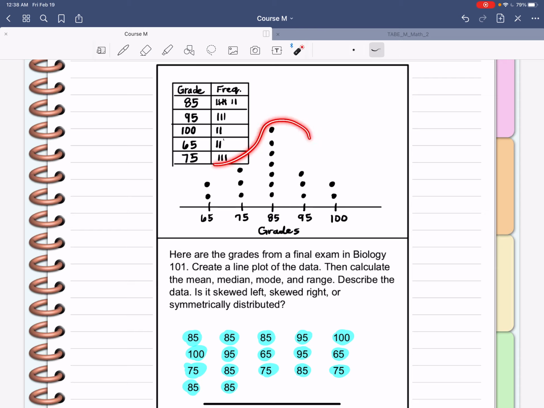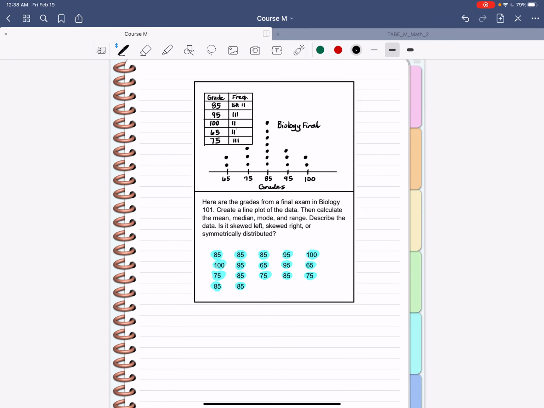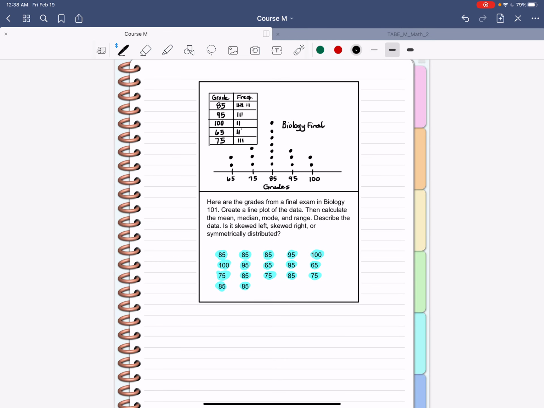Count your dots. 2, 5, there's 7, that makes 12. 15, 16, 17. All students are accounted for. And I'm going to call this biology test or biology finals. Okay, so we have drawn the line plot for this data.